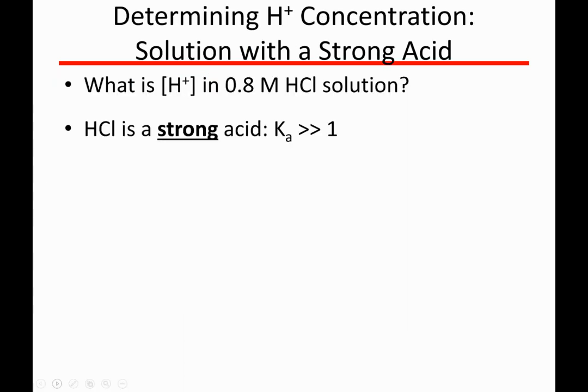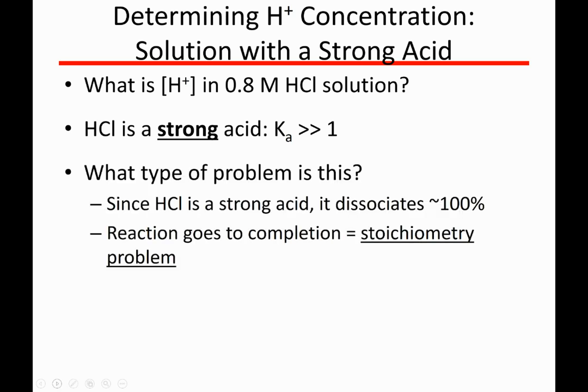So since HCl is a strong acid, meaning that its Ka value is much greater than 1, that means that the reaction for the dissociation of HCl very heavily favors products. And we're going to say that it so heavily favors products that we will assume 100% dissociation of HCl into H plus and Cl minus.